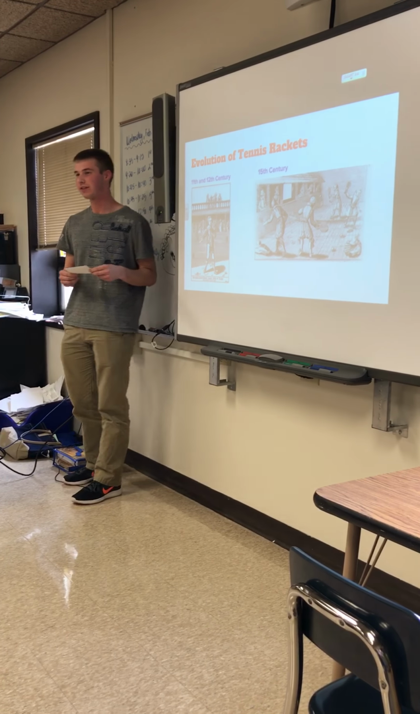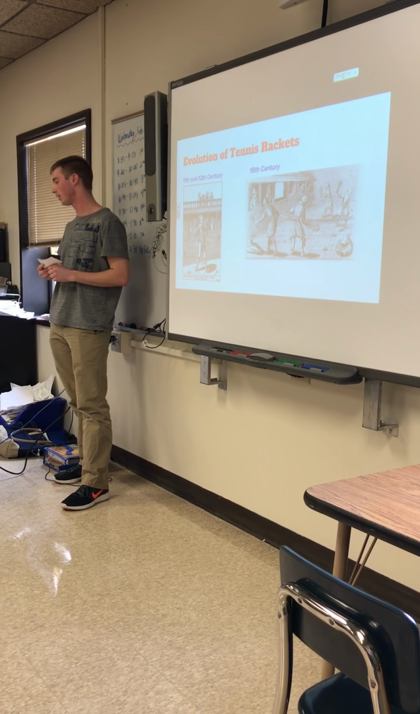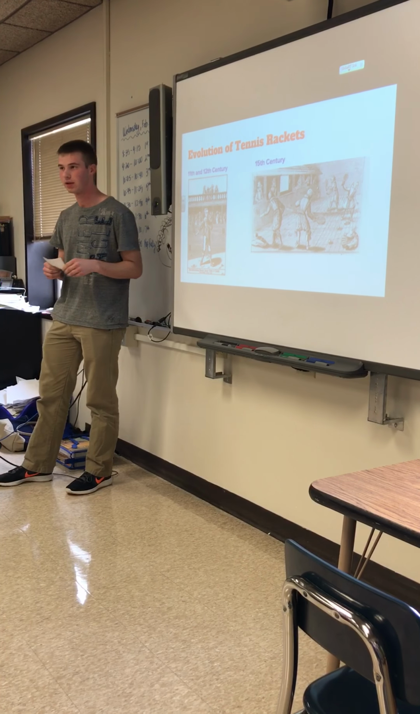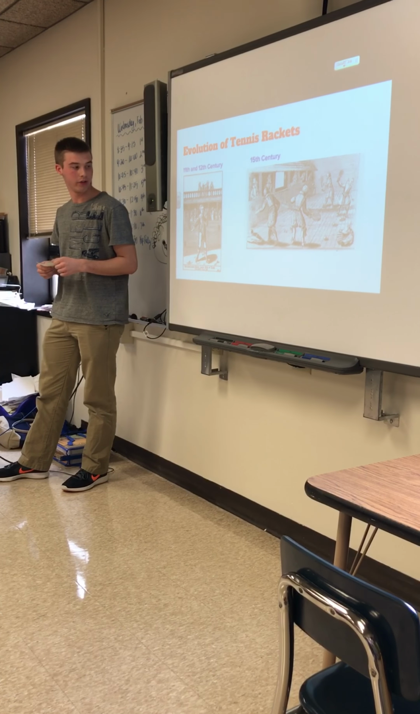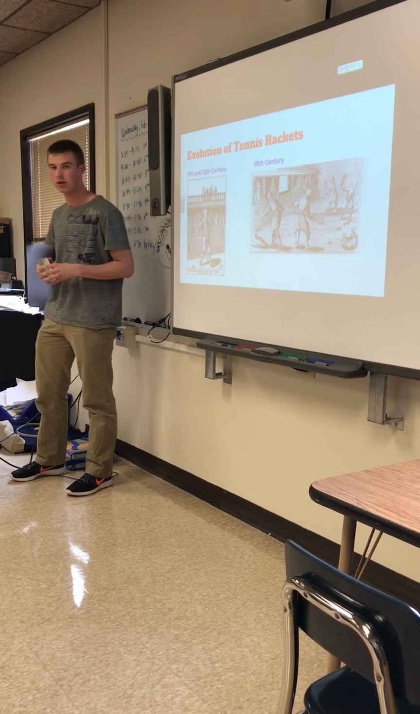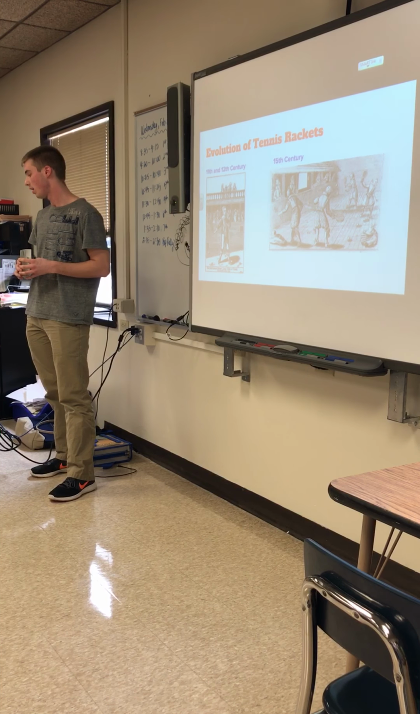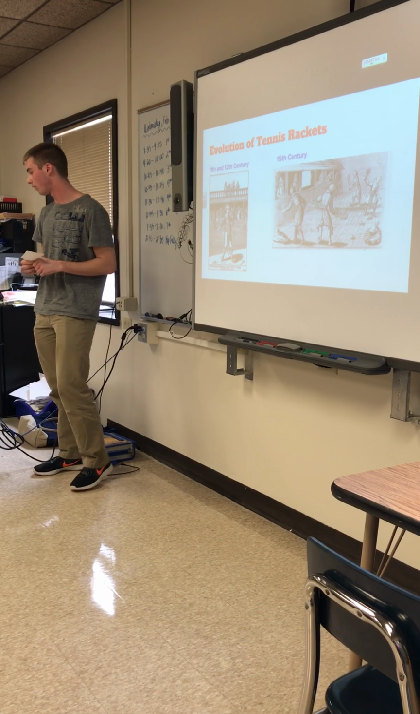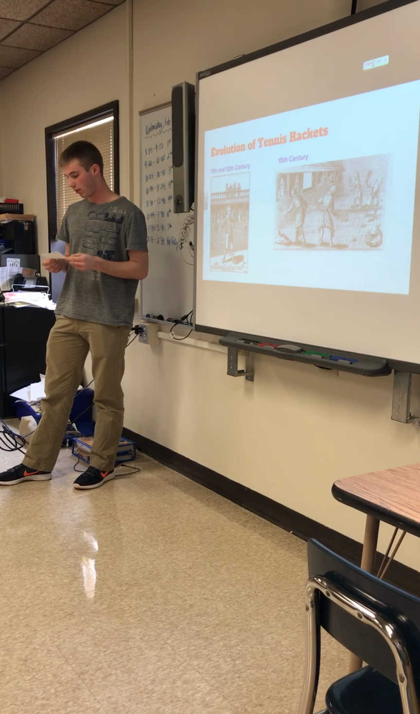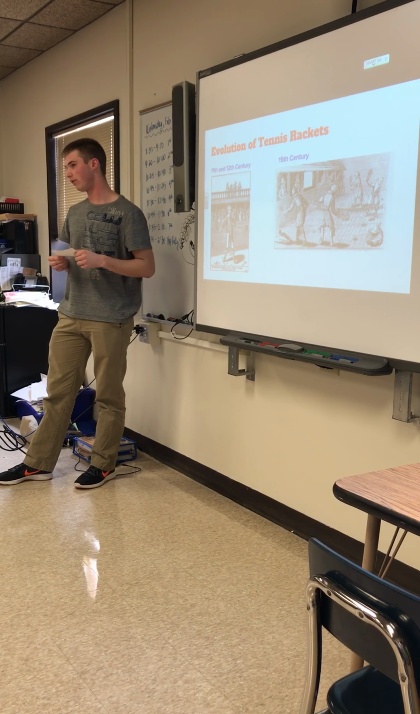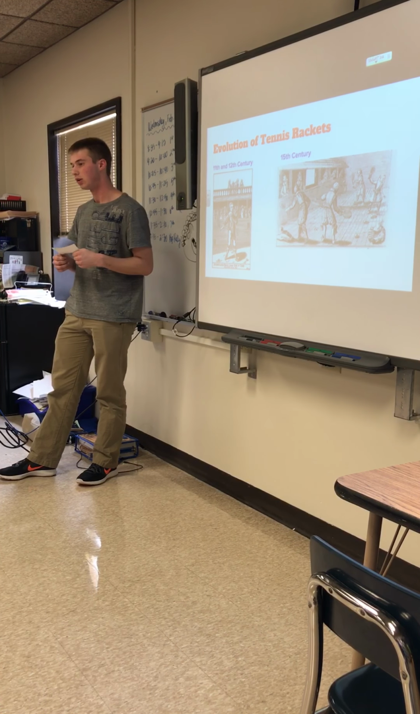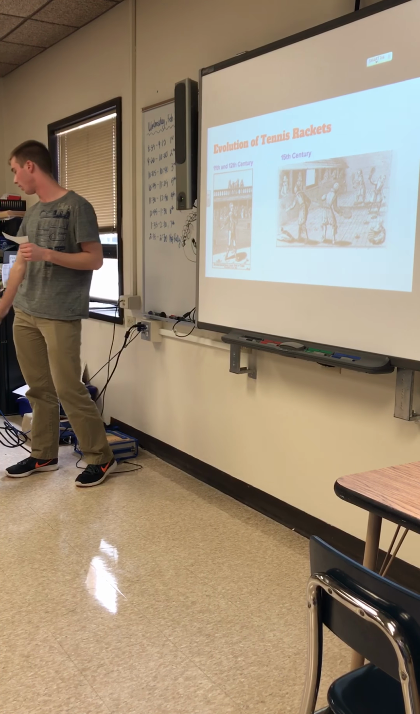The way the tennis rackets evolved, they started off with just using their hands, but they realized that hurt their hands too much, so they evolved to leather gloves with webbed fingerings or a solid paddle. And then in the 15th century, they went to wooden frames that had sheep skins in them.